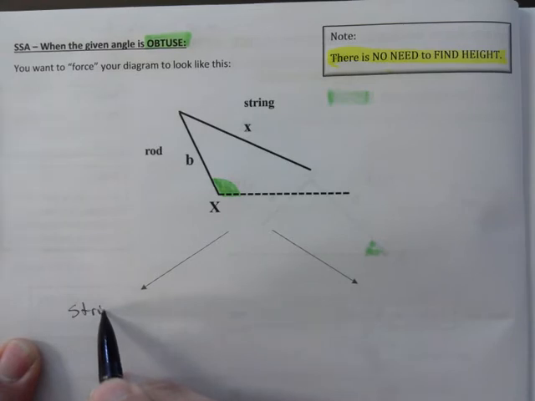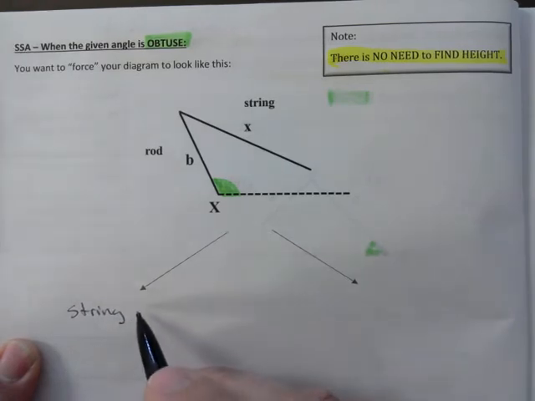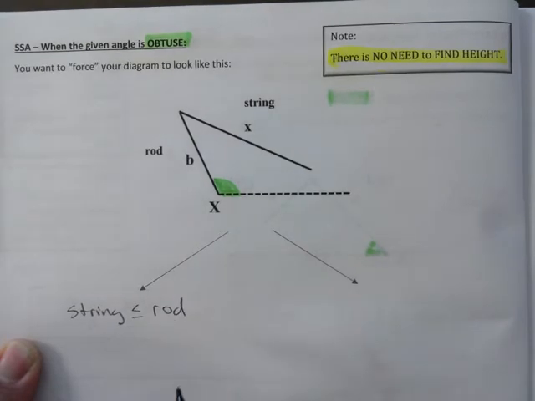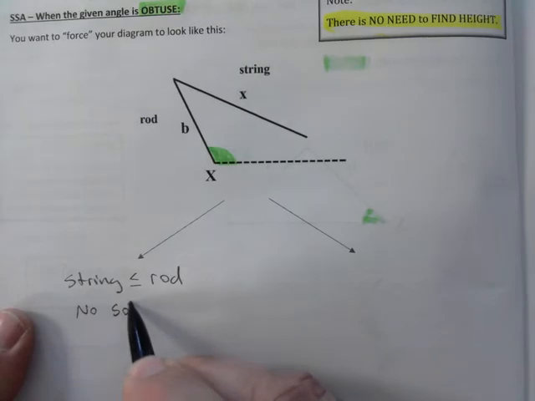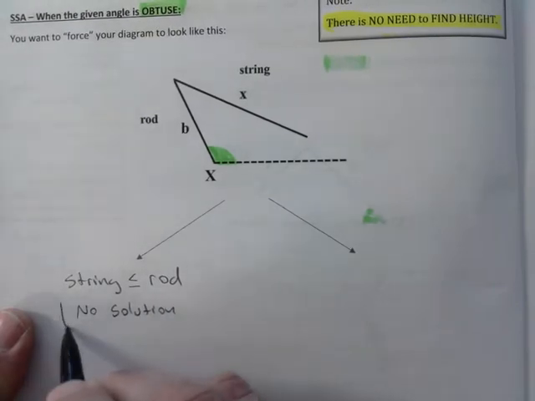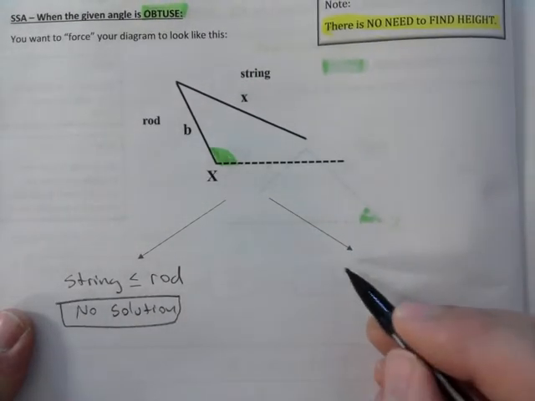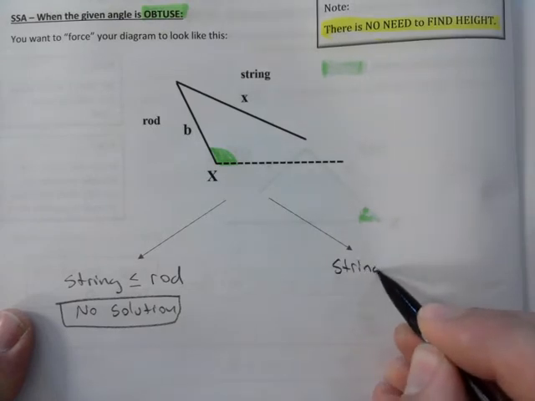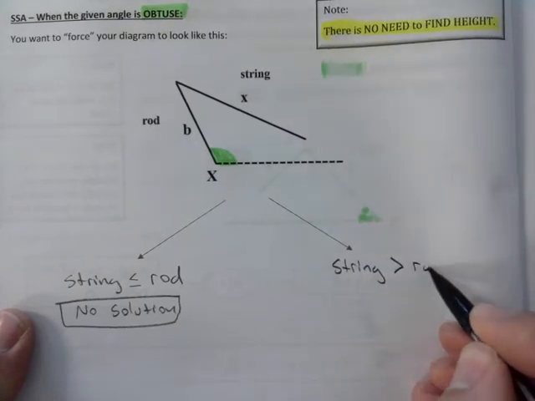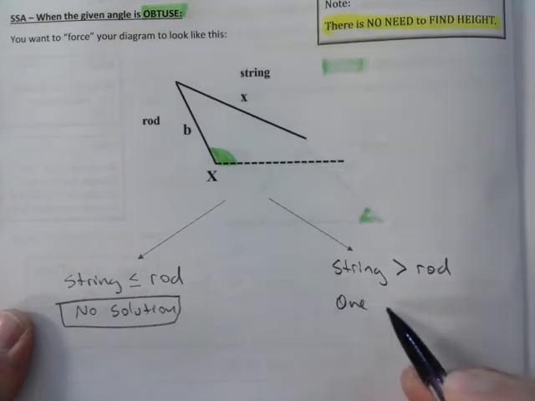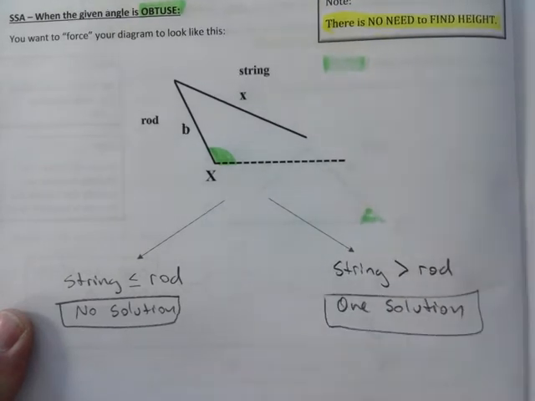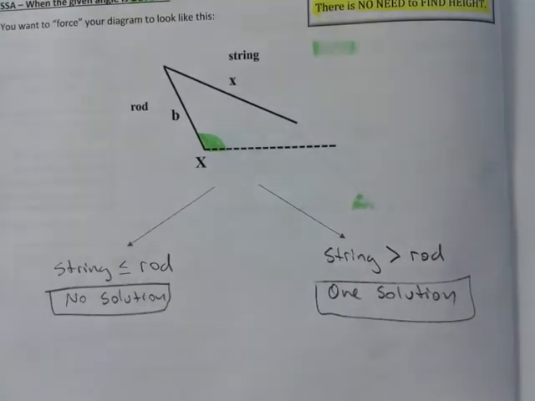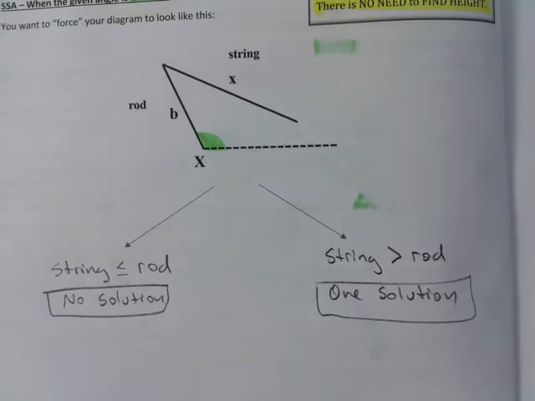If the string is less than or equal to the rod, this is on page 36, no solution. You're done. If the string is greater than the rod, you have one solution. That's it. There are no two triangles or whatever. Those are the only two options you go down.